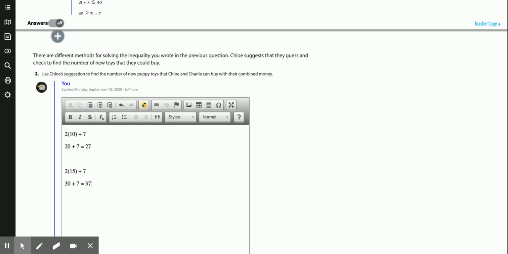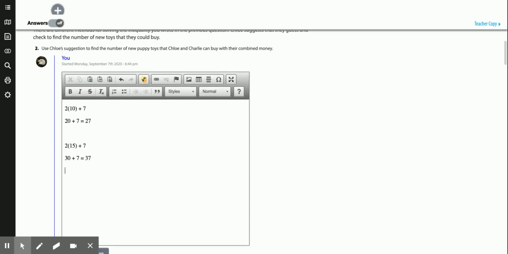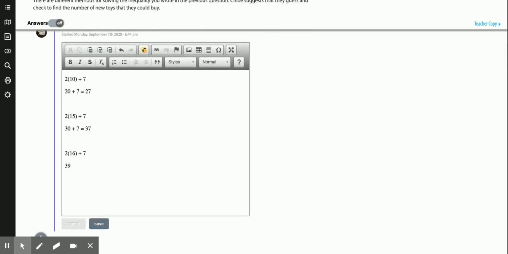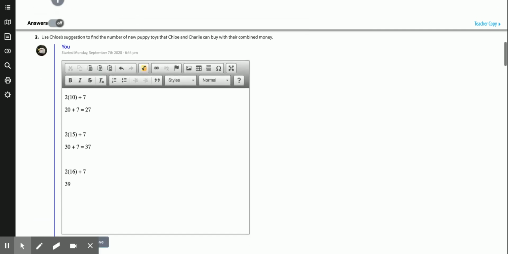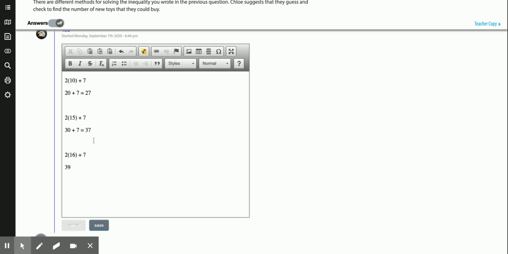We could keep going. We could try 16 because we are getting pretty close. 2 times 16 plus 7. That would be 2 times 16 is 32 plus 7 would be 39. I think if we added one more $2 to it, it would go over 40. So 16 would be the very most that we could do just by guessing and checking, starting with 10, going to 15, 16, working our way around the numbers.